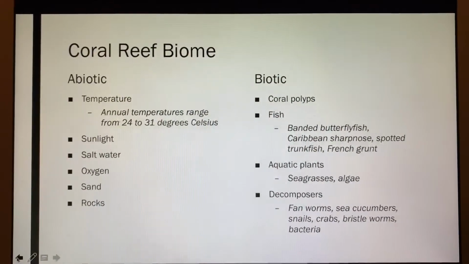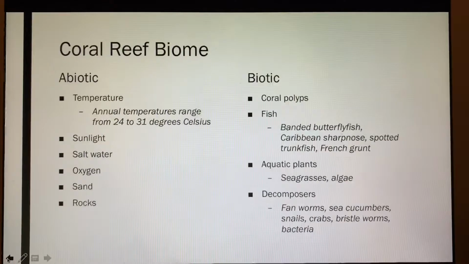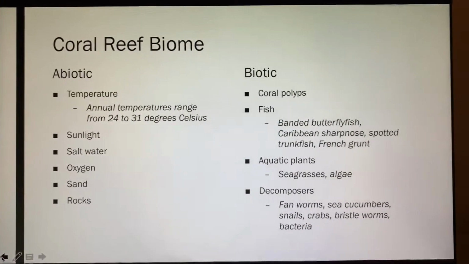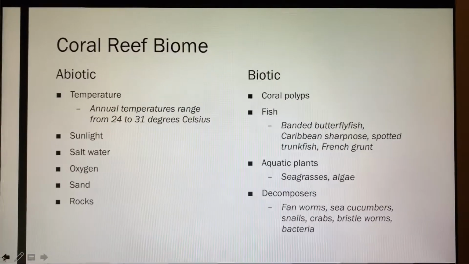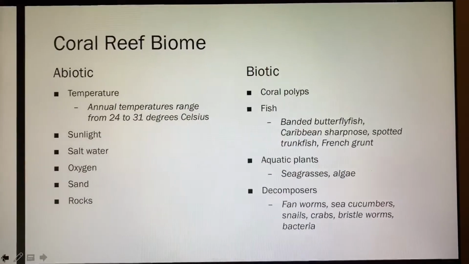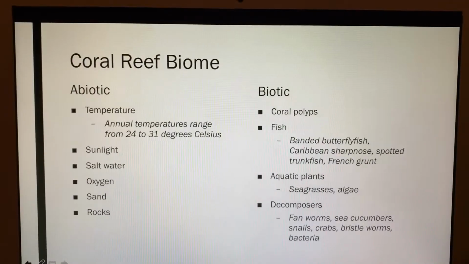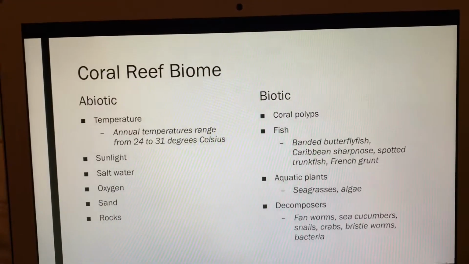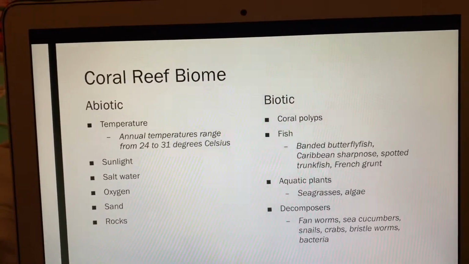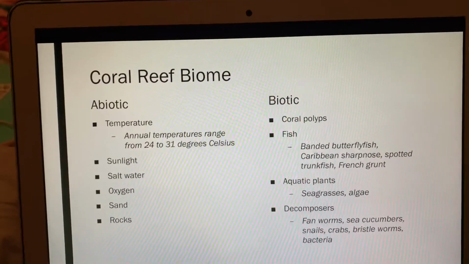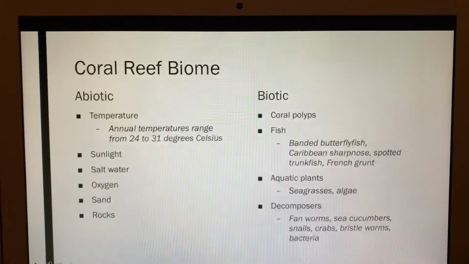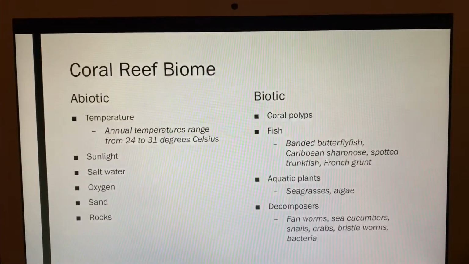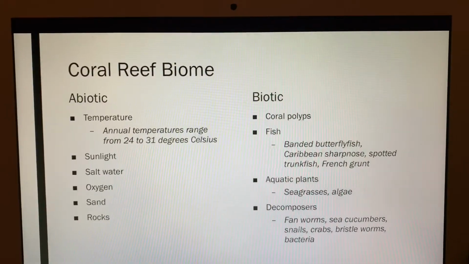Sunlight is also very important because the aquatic plants need sunlight to grow, obviously, and sunlight heats the water as well. The biotic factors of the coral reef biome include coral polyps, fish, aquatic plants, and decomposers. Coral polyps are important because they are what starts the coral reef. They form on rocks, and then the coral reef just continues to grow.